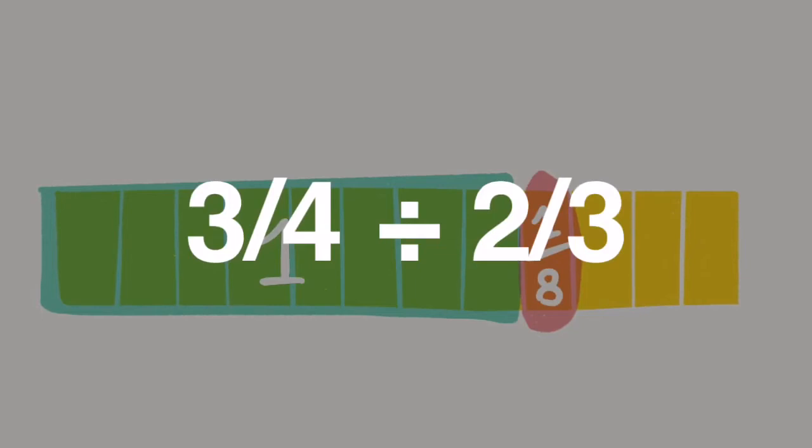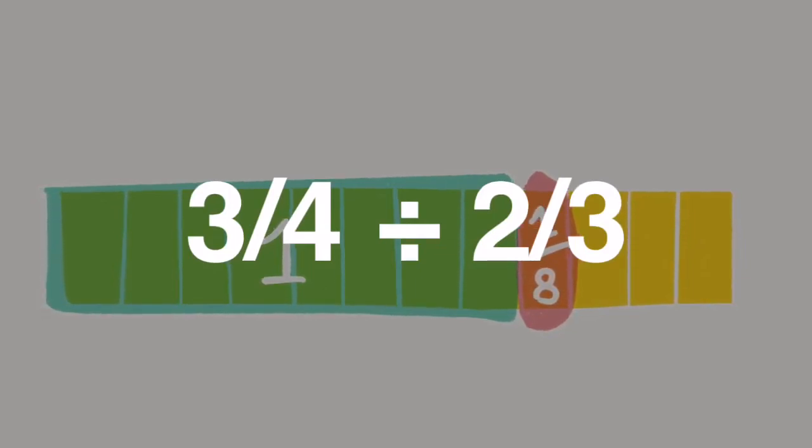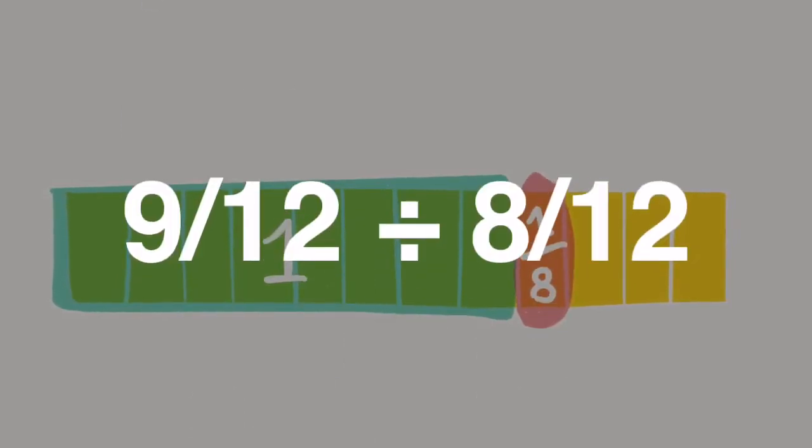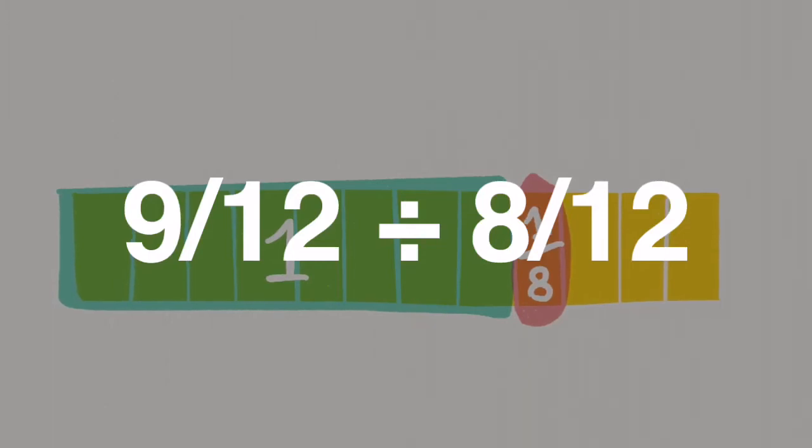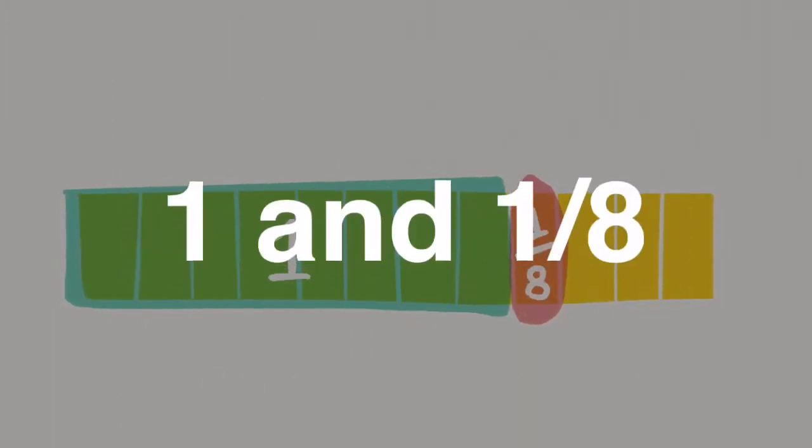Here it is again. We started with 3/4 divided by 2/3, but we couldn't take 2/3 from 3/4, so we needed to find equivalent fractions. We changed them both to equivalent fractions of 9/12 and 8/12 and asked ourselves how many times can we take 8/12 from 9/12, and found that we could do it 1 and 1/8 times.